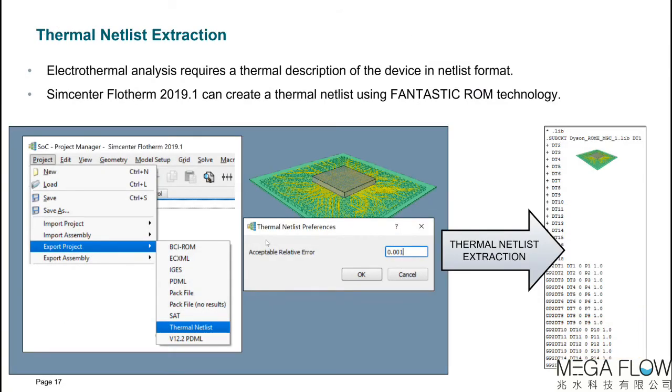To address this problem, we've introduced the ability to create a thermal netlist from a conduction Simcenter Flotherm model. This works in a very similar way to the Bcr Rom technology. In fact, it uses the same Rom technology behind the scenes. So the user would create their Flotherm model, export a project, and choose thermal netlist. There is one important difference. For a thermal netlist extraction, the only input is the acceptable relative error. So the resultant thermal netlist will work for the conditions of the original Flotherm model. It will create a reduced order model behind the scenes and then transform it into a thermal netlist format.